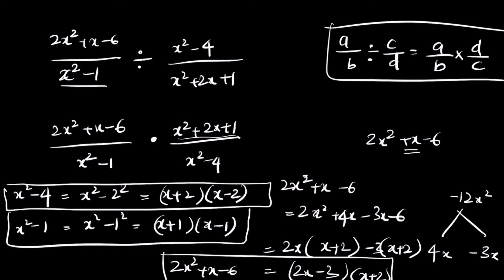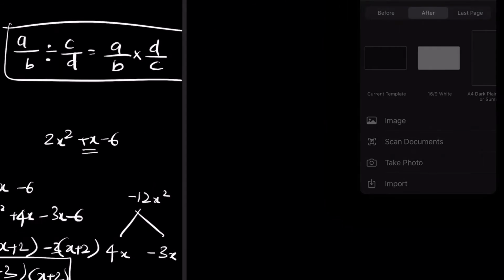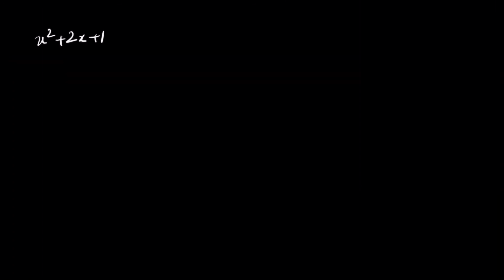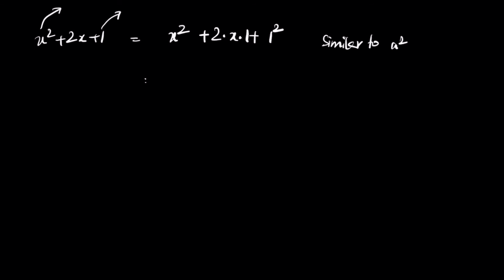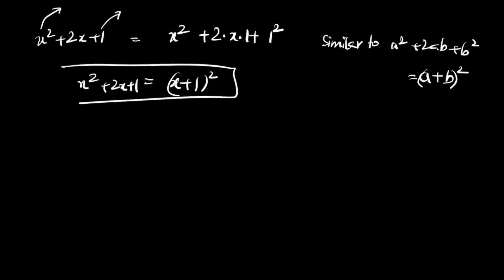Next let's try and factor x squared plus 2x plus 1. If you look closely, the first term and the last term are perfect squares. So you have x squared and 1 squared. The only thing that we want to know is whether the middle term is twice the value of ab. So we can write it as 2 into x into 1. This is similar to a squared plus 2ab plus b squared, which is equal to a plus b squared. So it will become x plus 1 squared. So x squared plus 2x plus 1 can be written as x plus 1 squared.